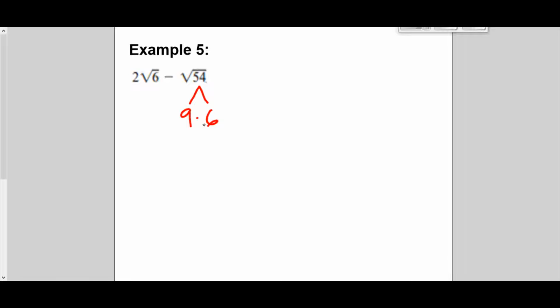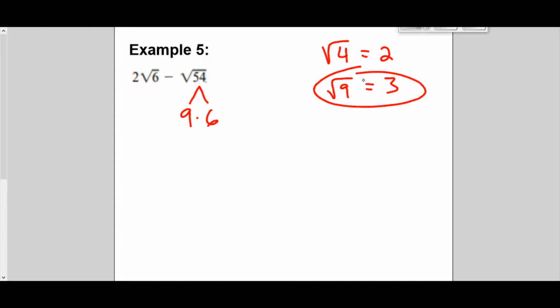Is 9 a perfect square? If you think of your perfect squares, I have square root of 4 is 2, square root of 9 is 3. We could really stop there. There's square root of 9. So yes, that's a perfect square. So I could rewrite this, let me just erase that. So I could write this as 2 square root of 6 minus the square root of 9 times 6.